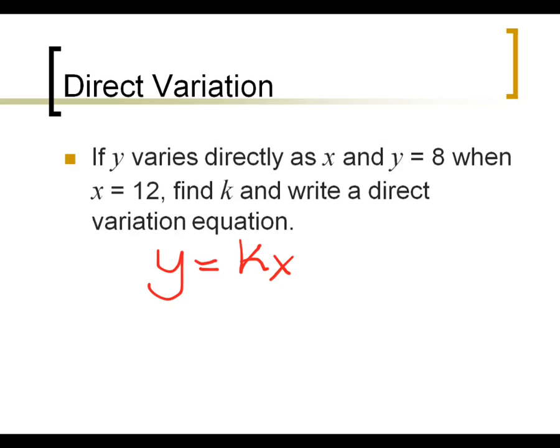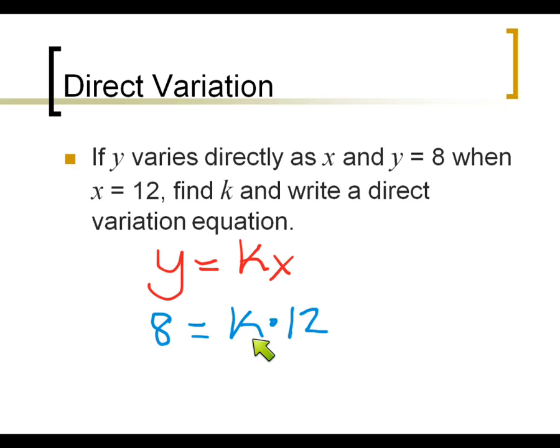That's my direct variation equation. It says y is 8 and x is 12. I'm going to plug those into this formula. Y is 8, x is 12. Find k and write a direct variation equation. So I need to find k first.